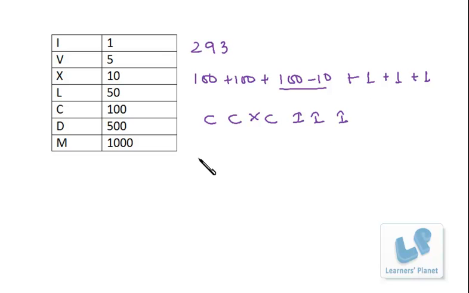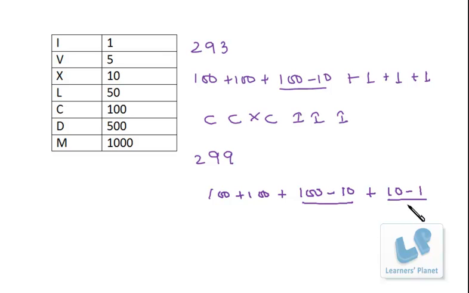Okay, now let's write 299. So it is 100 plus 100 plus 90, that I will represent like this. It's 90. Then how do I represent 9? That is 10 minus 1. Okay, don't forget to put the underline. Now 100 is C, then C. 100 minus 10, I will write X before C. And for 10 minus 1, I will write I before X. Okay, so it's 299.